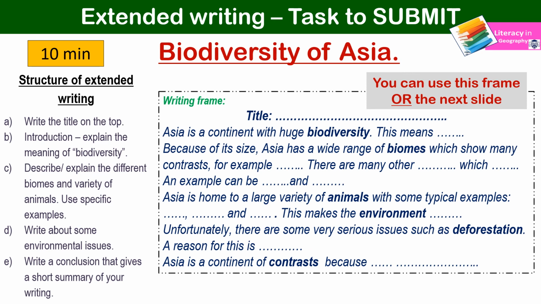Okay, I want you to write about some of the environmental issues. So we know that a huge environmental issue is deforestation, which is happening over many different parts of Asia. Then finally, I want you to write a conclusion that gives a short summary of your writing. Okay, so here there is a writing frame which you could use if you want to.